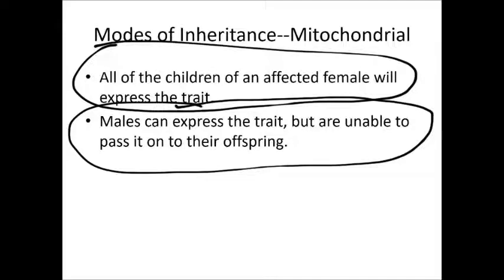And again, that's because you inherit your mitochondrial chromosome from your mother. So when you're looking at a pedigree chart for a mitochondrial trait, you're going to see that females who are affected pass the trait to every child. Affected males pass the trait to no children.